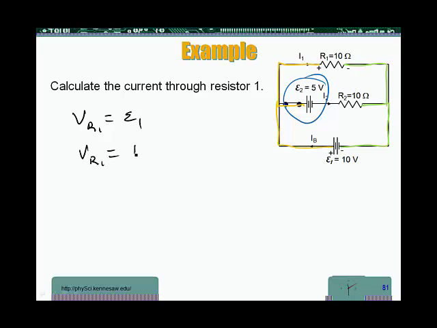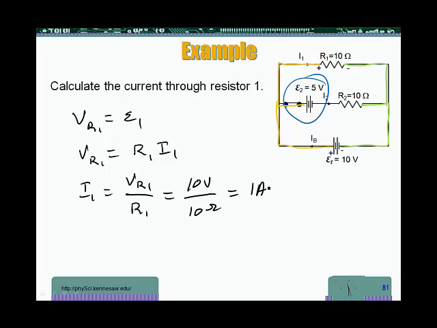VR1 is equal, given Ohm's law, R1 I1. So I1 is just VR1 over R1, and in this case that's going to be 10 volts over 10 ohms, so it is 1 amp. Not that bad.